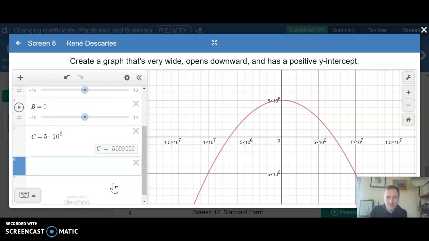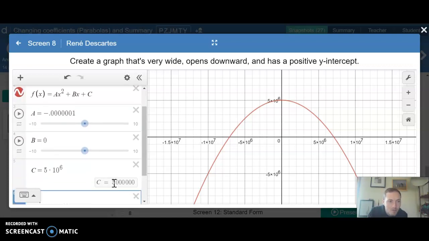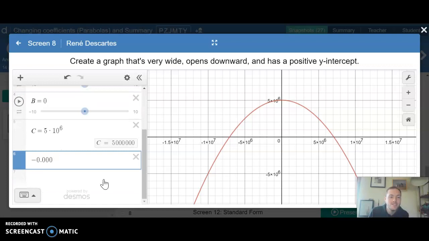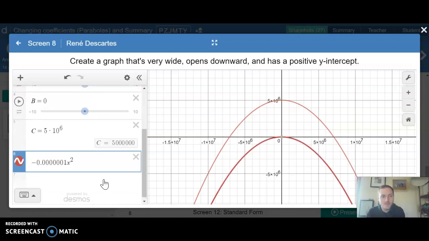So if I wanted to write this as my own equation, putting that all together, it would be negative 0.00, I want to count zeros, 6 of them, 0.0001 x squared plus 0x, or 0, plus 500,000.